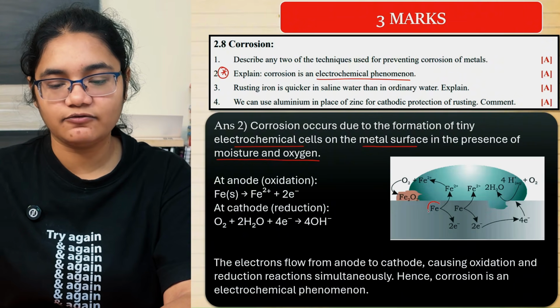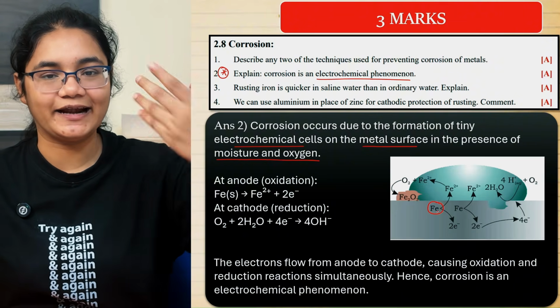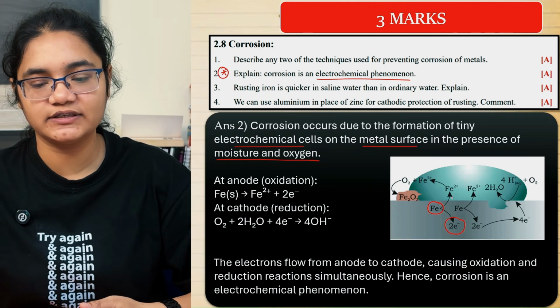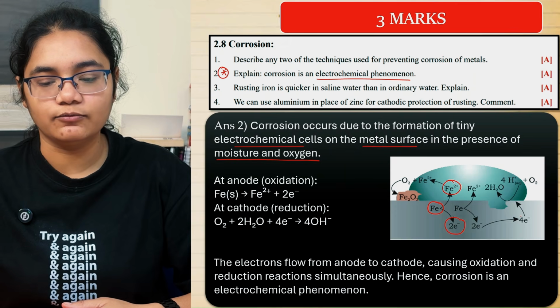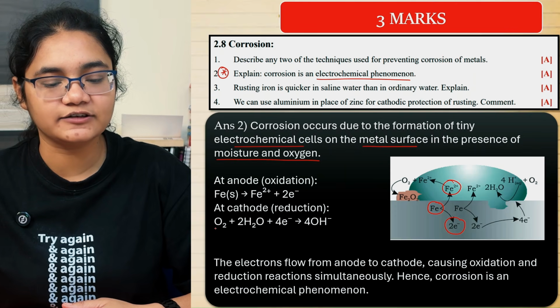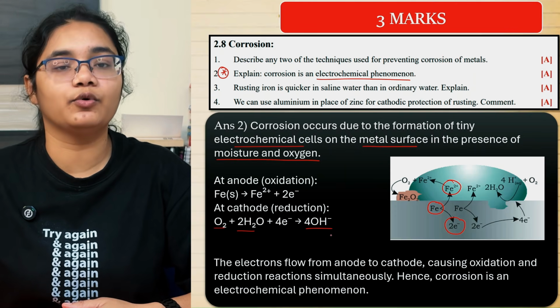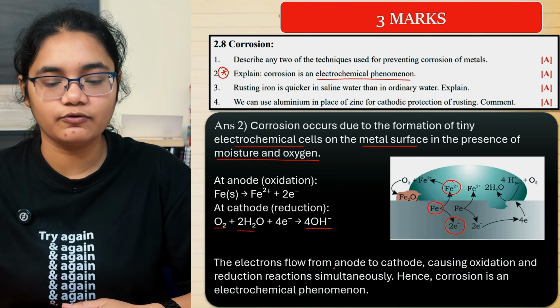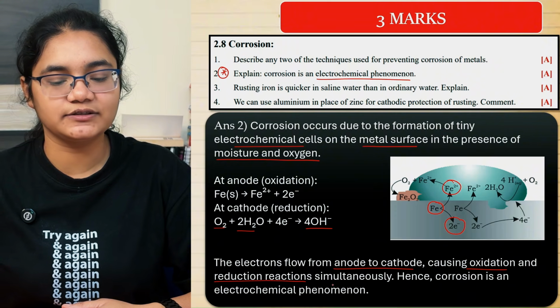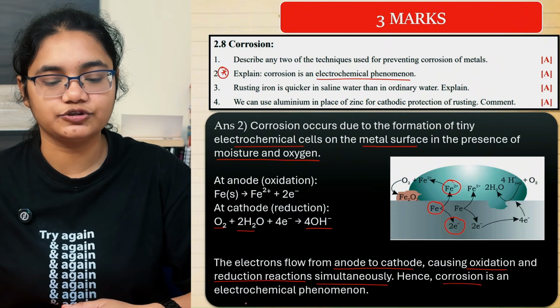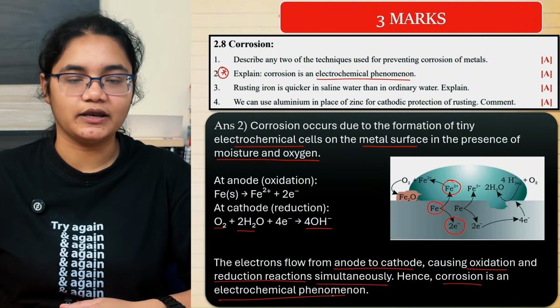Fe from any particular rod gets oxidized, releases 2 electrons and forms Fe2+. Those 2 electrons now move and react with oxygen and water to produce 4OH-. The electrons flow from anode to cathode, causing oxidation and reduction reactions simultaneously. Hence, corrosion is an electrochemical phenomenon.